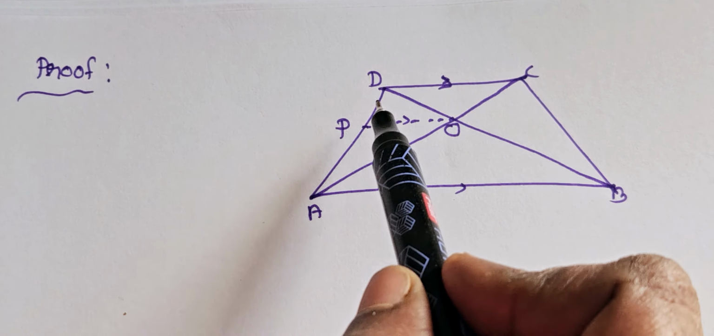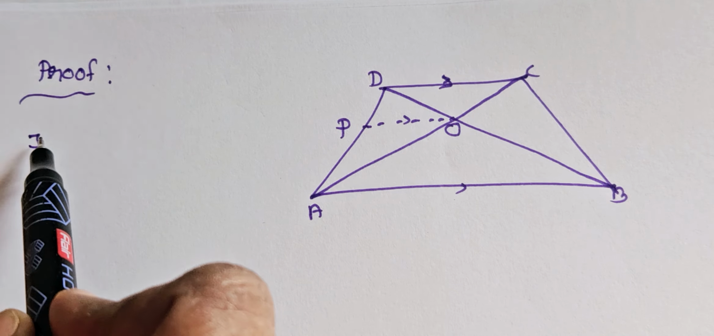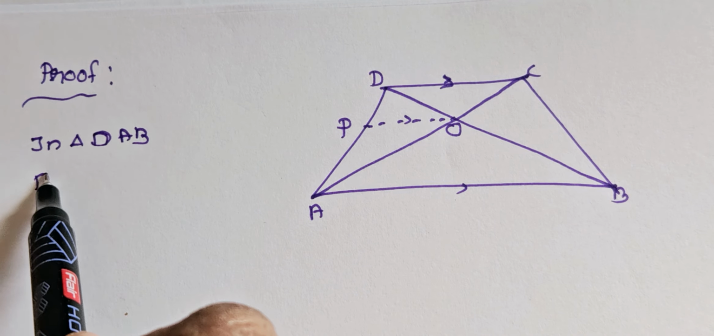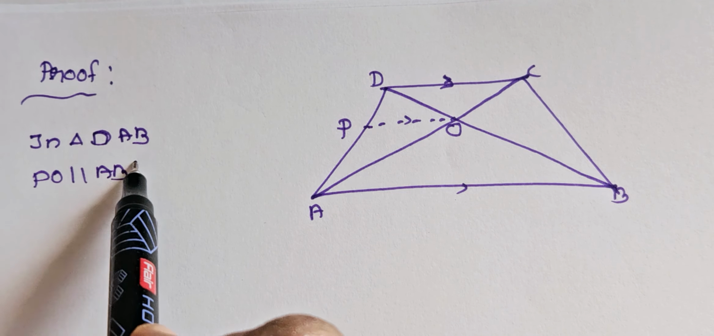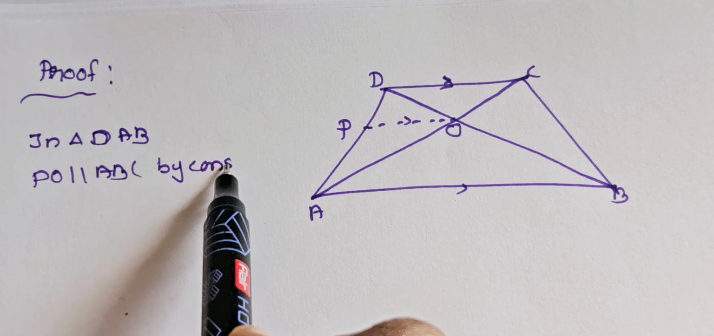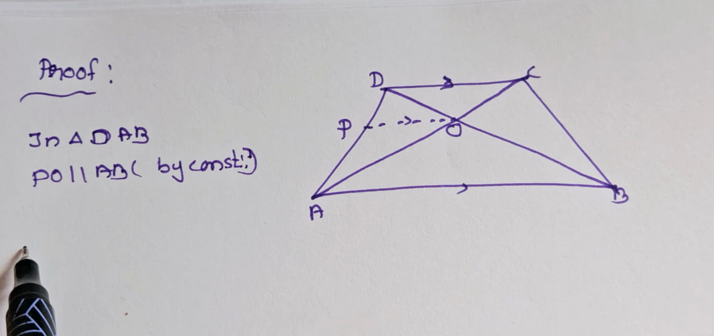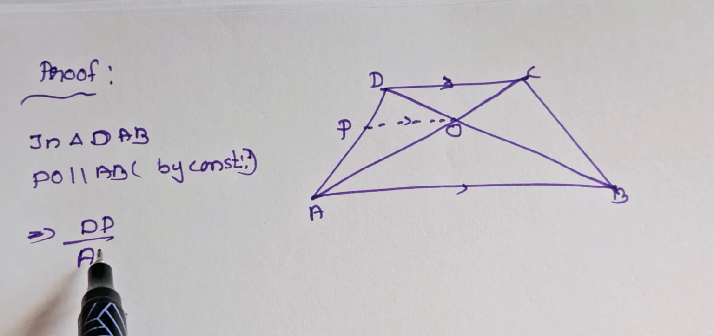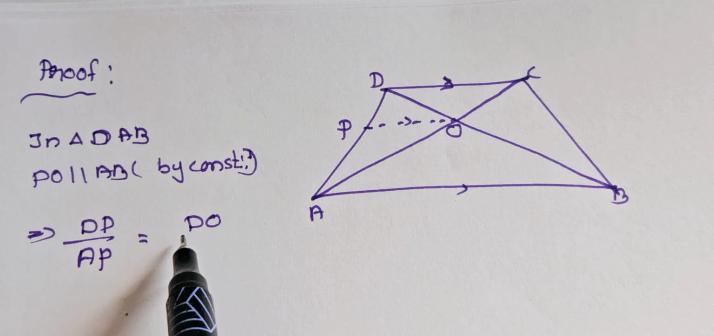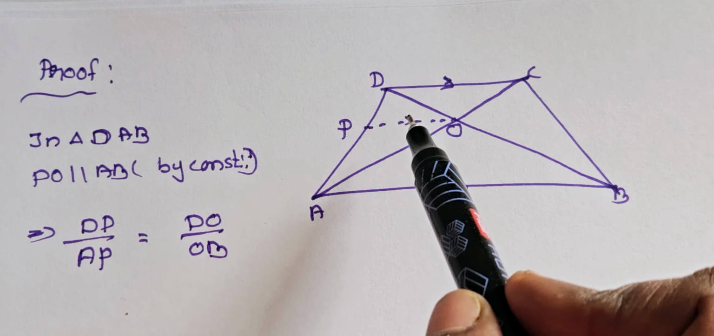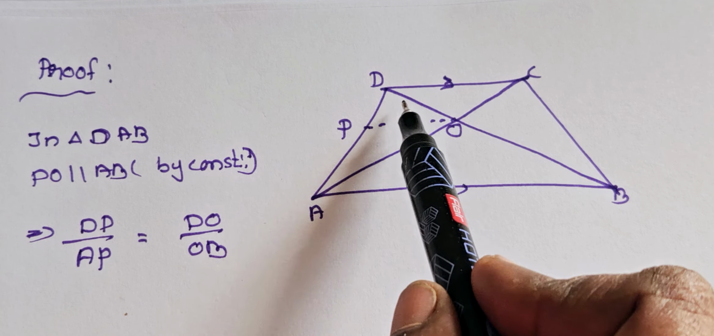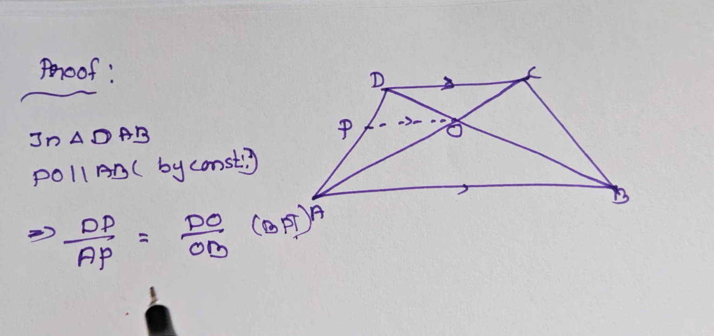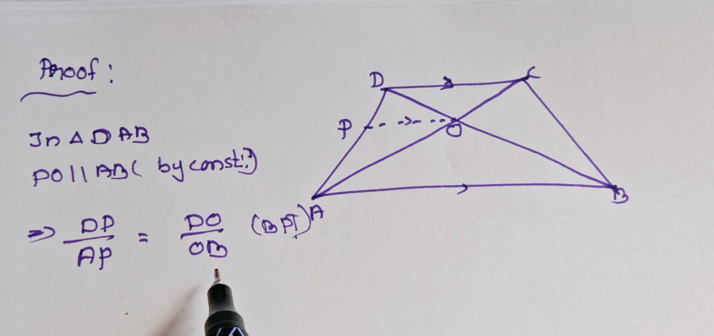We have in triangle DAB, PO is parallel to AB. Reason, by construction. By construction, PO is parallel to AB. Therefore, we get DP by AP equal to DO divided by OB. Reason, by basic proportionality theorem. By BPT, we get DP by AP equal to DO by OB.